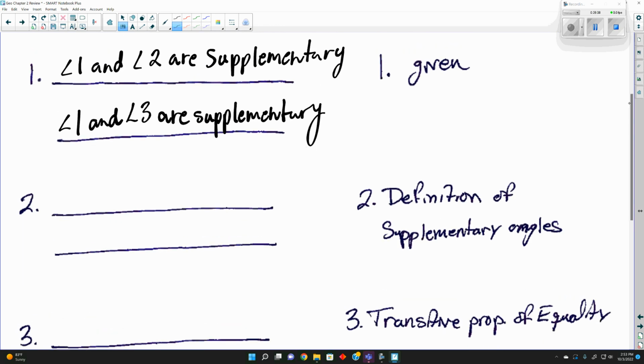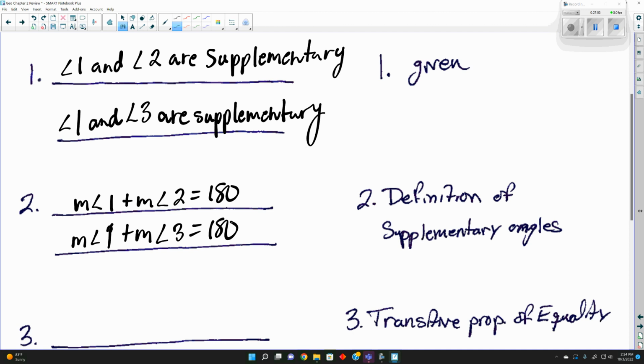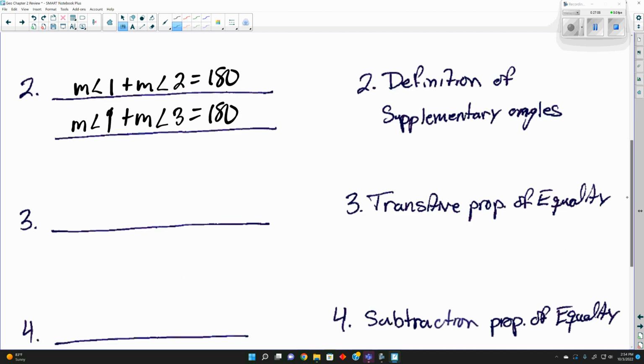Now, the second line, our reasoning is the definition of supplementary angles. Supplementary angles add together to be what? So we're saying the measure of angle 1 plus the measure of angle 2 is equal to 180. We can also say that the measure of angle 1 plus the measure of angle 3 is equal to 180, because that's just the definition of supplementary angles. Transitive property of equality. These are both equal to 180, so we can set them equal to each other.